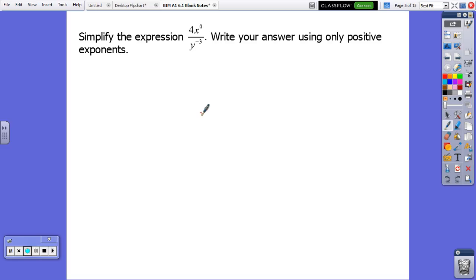It says simplify this expression using only positive exponents. So start up here. When we have x to the 0, we know that becomes 1. So this basically is 4 times 1, which is 4 on top. Now we still have y to the negative 3. Remember, what a negative power does is it moves it to the opposite side of the fraction. This is on the denominator, so the power is going to move it up to the numerator because it's positive. So our answer is 4y to the 3rd.